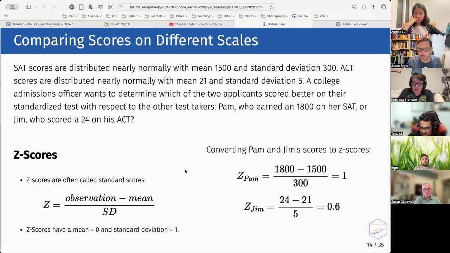Great. So now we can leverage this as a way to put these two scores on the same metric. If we convert Pam's score, she gets a z-score of 1. And what does that really mean?